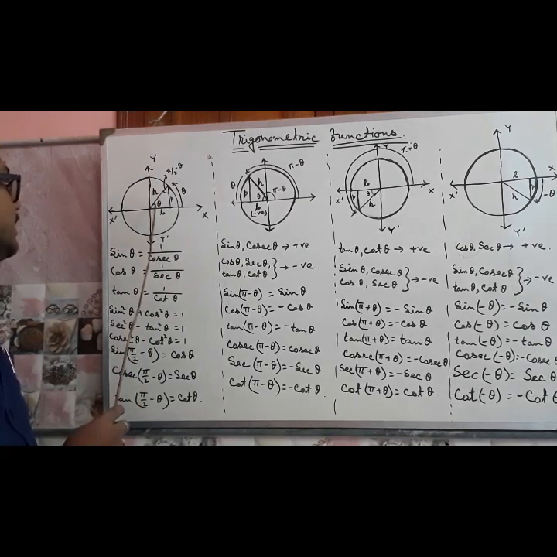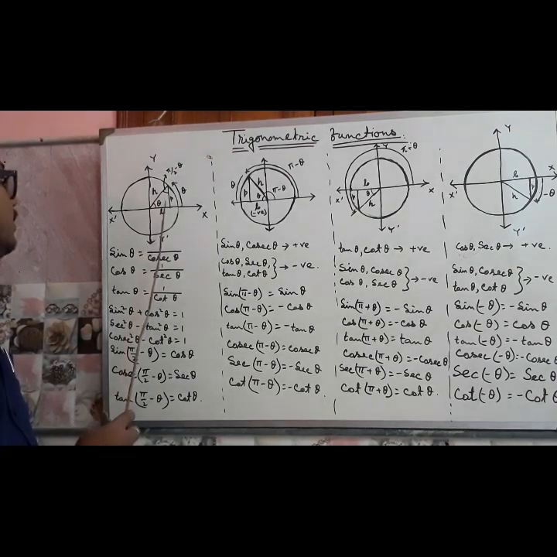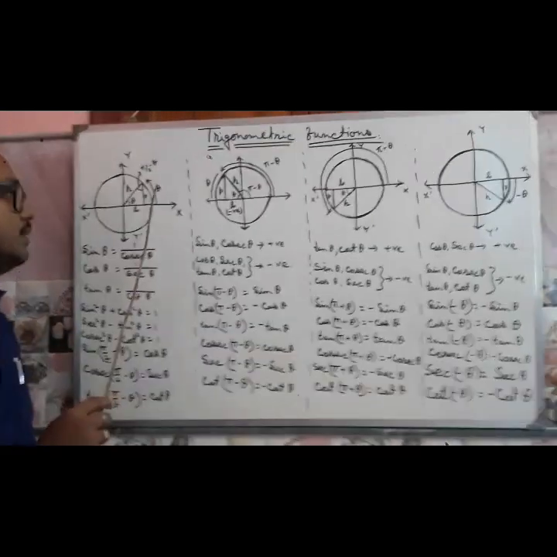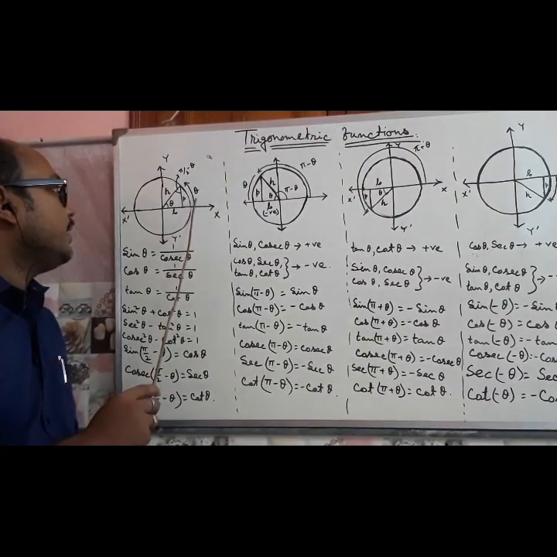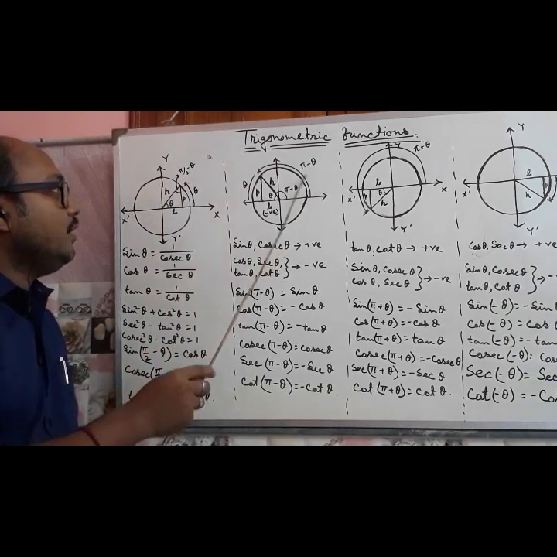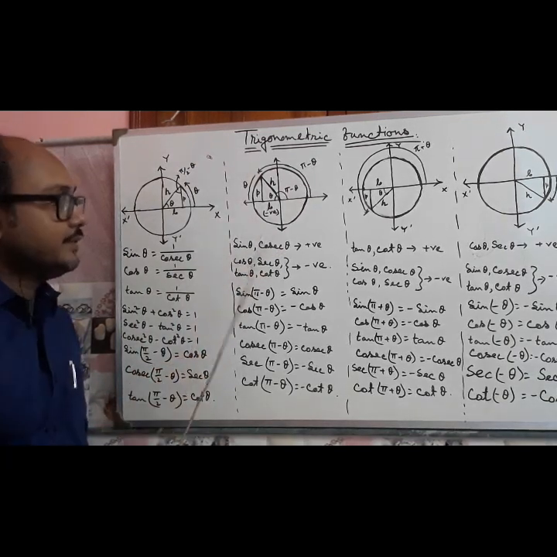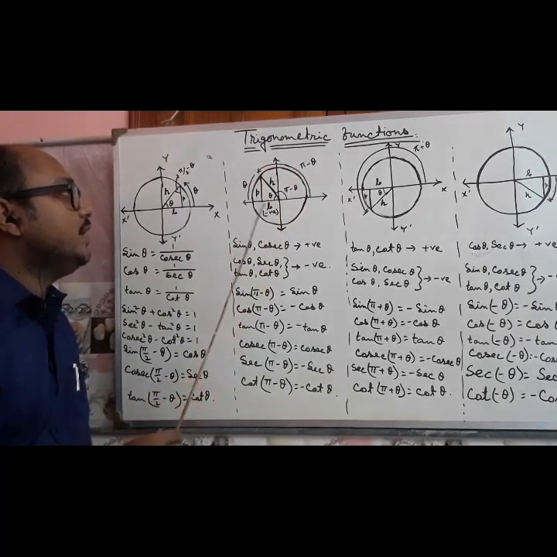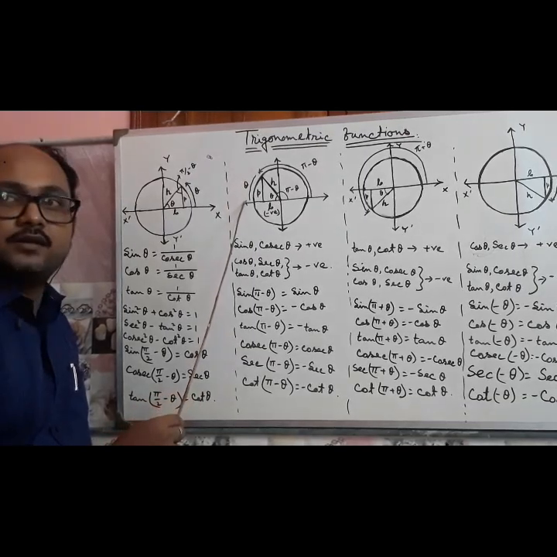So from this sin theta is equal to p by h, cos theta is equal to b by h, tan theta is equal to p by b, cosec theta is equal to h by p, sec theta is equal to h by b, and cot theta is equal to b by p. Already we learned. Okay. If this point rotates more than 90 degree and makes an angle pi minus theta here, pi means 180 degree. Okay. So if this angle is pi minus theta, then this angle will be theta.